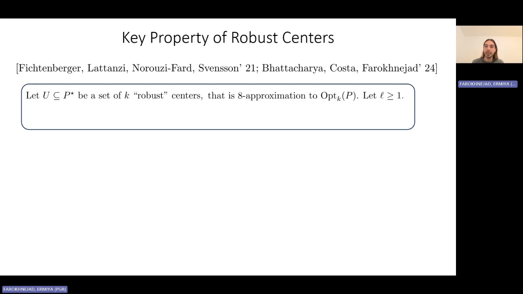Then for any integer L greater than 1, it is possible to show that there exists a superset of U of size redundancy plus L plus K, such that it's a good solution, a 3 approximation for optimum K plus L median. So this says that you can always insert redundancy plus L many centers to a robust solution in order to get a constant approximation for optimum K plus L median. Note that this is not always correct. U should be robust. This is one of the main points. And to give you an intuition why this is correct, let's say R is the redundancy of the space.